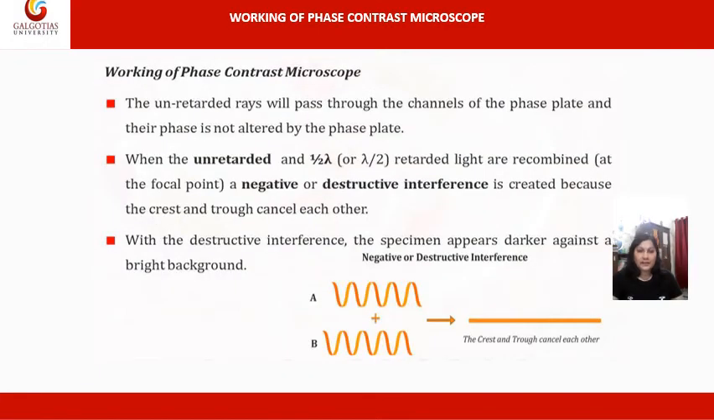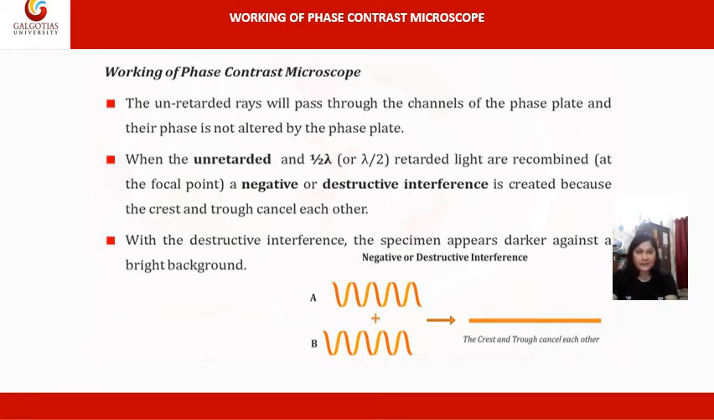The unretarded rays pass through the channels of the phase plate and their phase is not altered by the phase plate. When the unretarded and lambda/2 retarded light are combined, a negative or destructive interference is created because the crest and trough cancel each other. This we have already learned in spectroscopy. With destructive interference, the specimen appears darker against the bright background. You can see here, these are the two waves A and B. Both are adding in a destructive manner and resulting in a darker light.